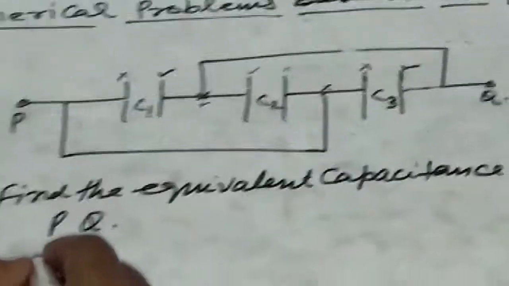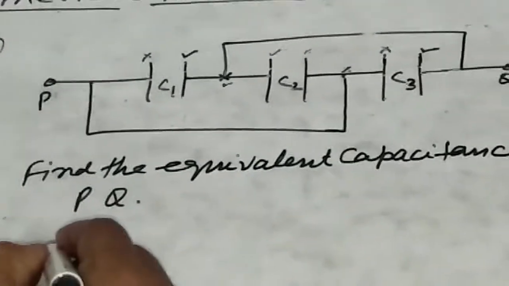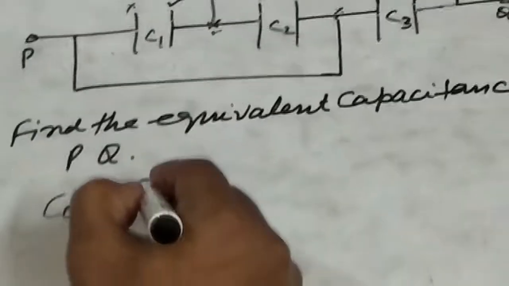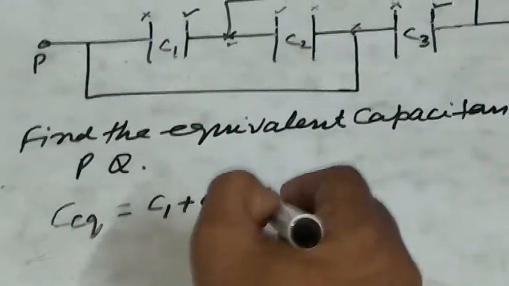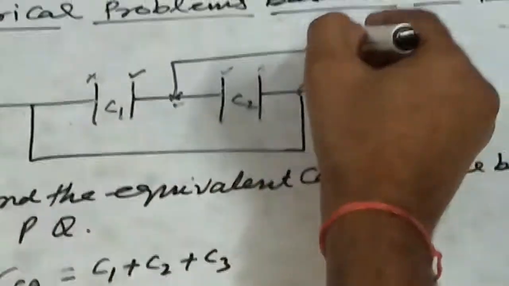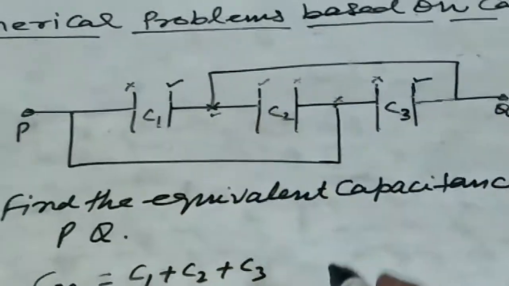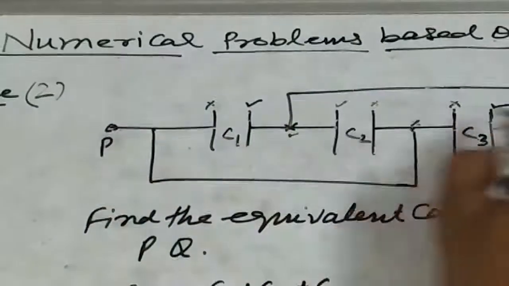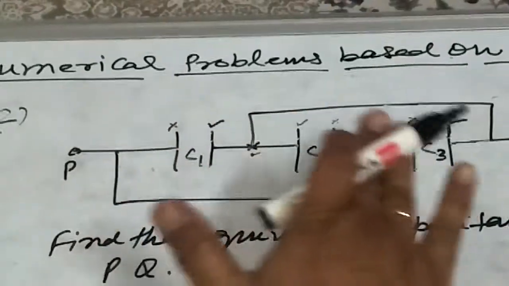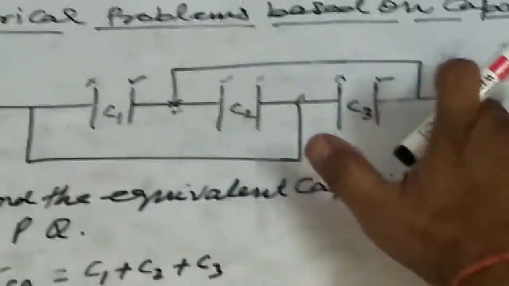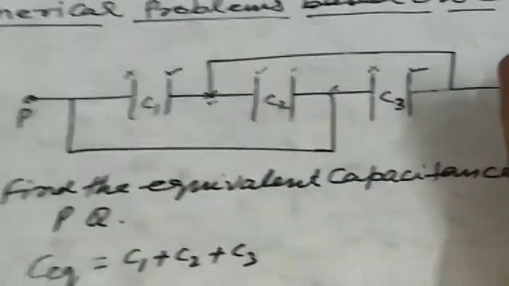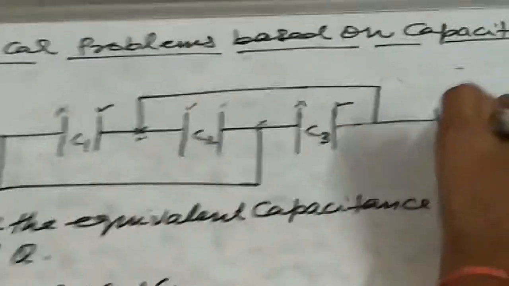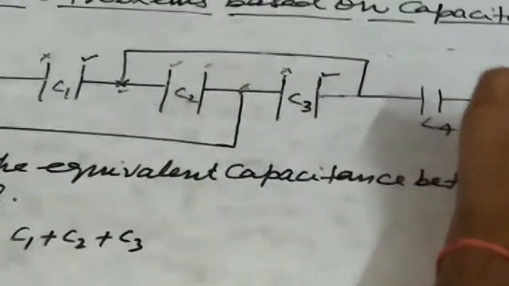and the equivalent capacitance between P and Q, the C equivalent, you can write as C1 plus C2 plus C3, and in this way we can find the equivalent capacitance between P and Q. Suppose in the same diagram one more capacitor is given, here C4, like this one, between P and Q.